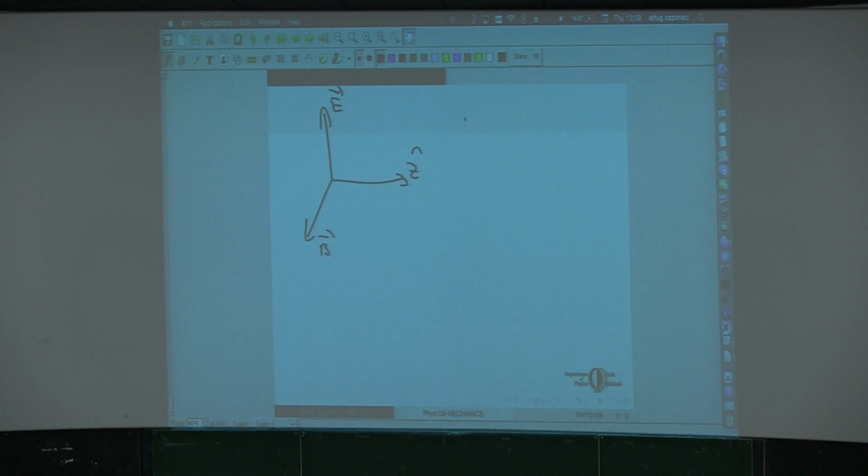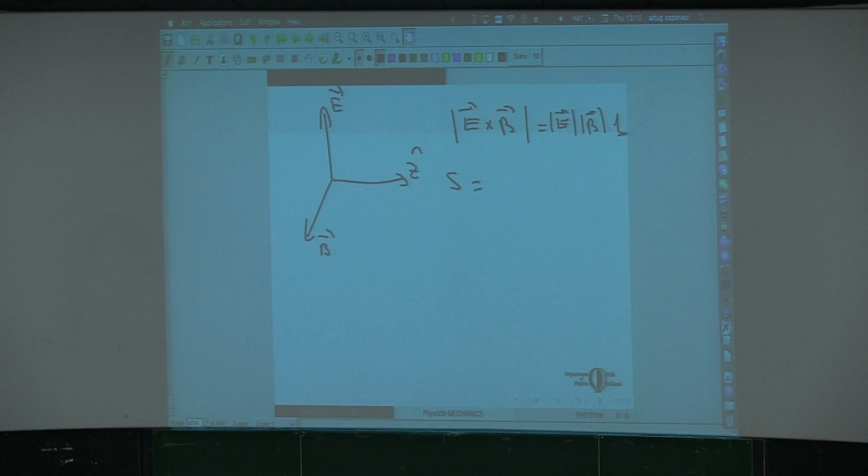Now, let's look at this vector, E cross B. What is the magnitude? The product of the magnitudes times the sine of the angle between the two. What's the angle between the two? 90 degrees. What's the sine of 90? 1.